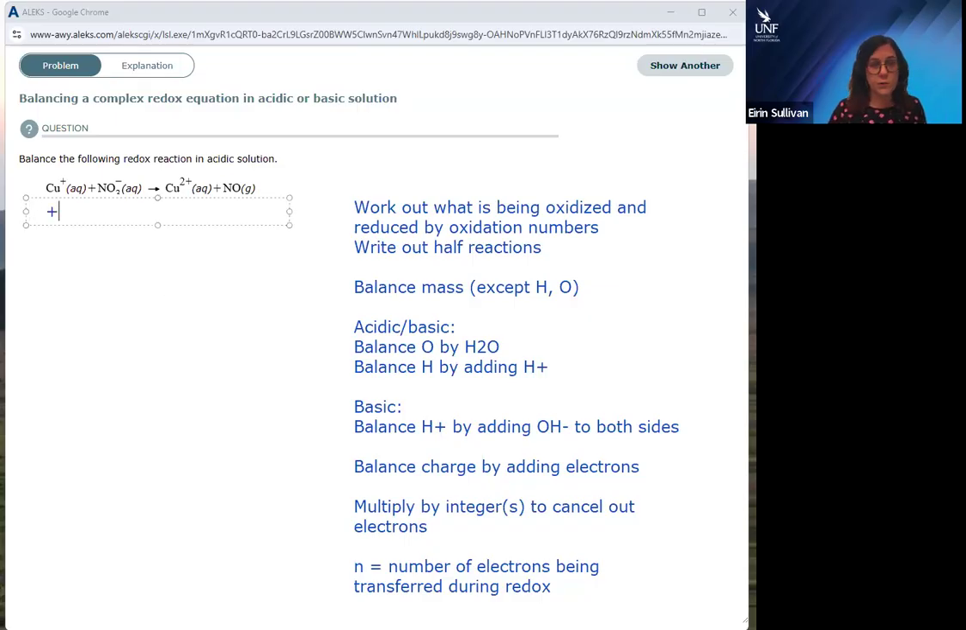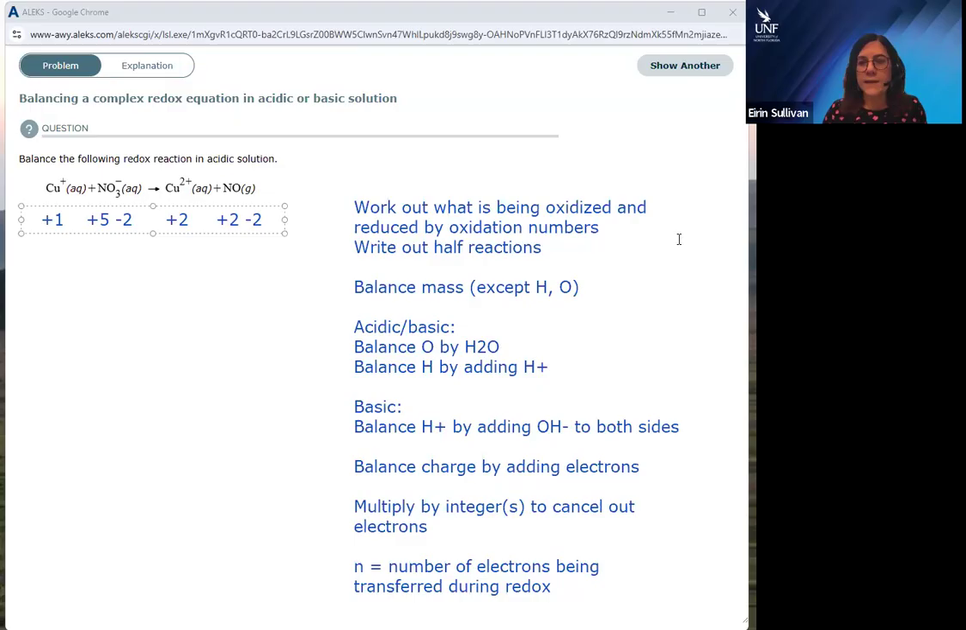Copper is in the +1 oxidation state. We've got NO3-, a nitrate anion. Oxygen is always -2 apart from some extreme circumstances like in the peroxide ion. So 3 times -2 is -6. We've got a net charge of -1, so nitrogen must be in the +5 oxidation state in order to cancel that out. Then copper is +2 in the Cu2+ ion. In nitrogen monoxide, oxygen is -2, which means the nitrogen must be +2. So we have our oxidation numbers.